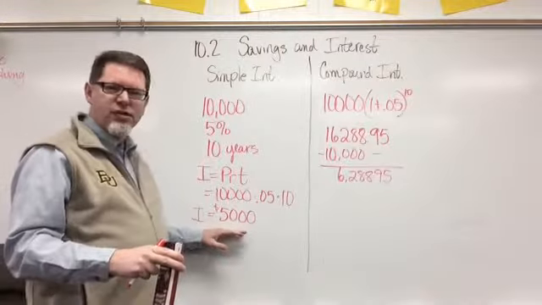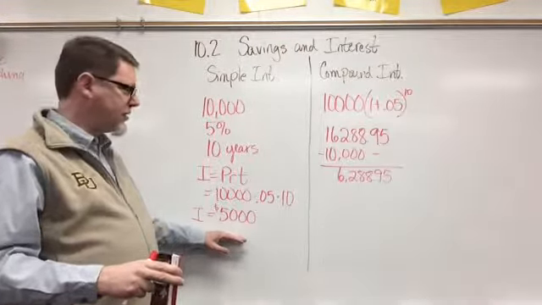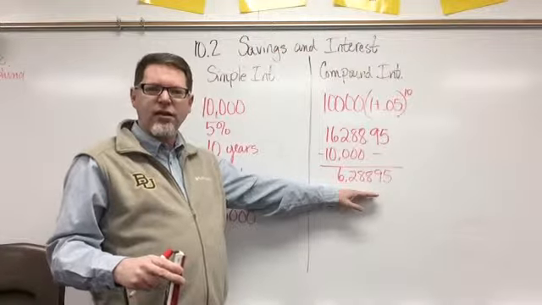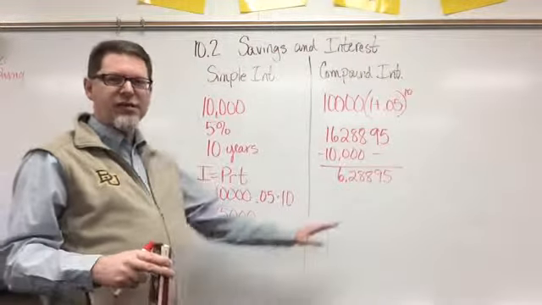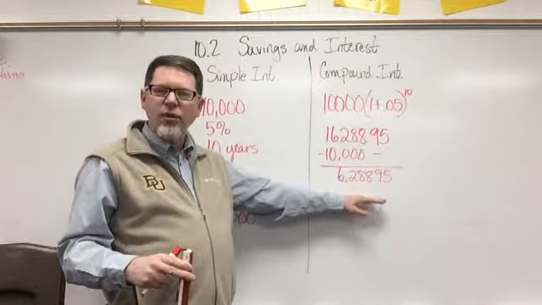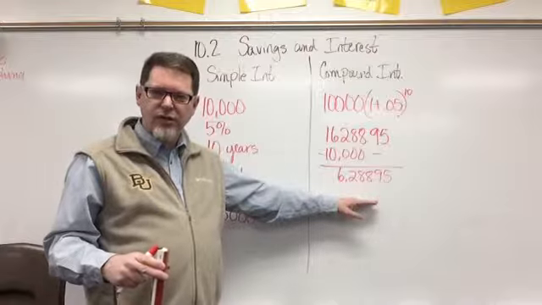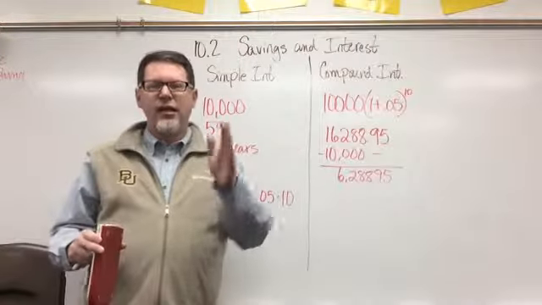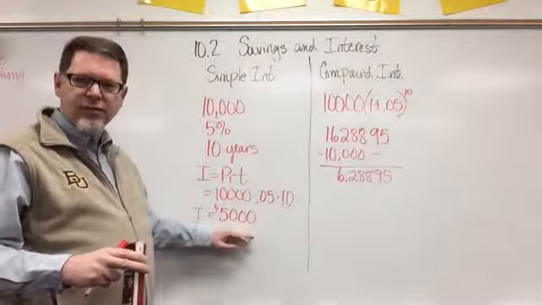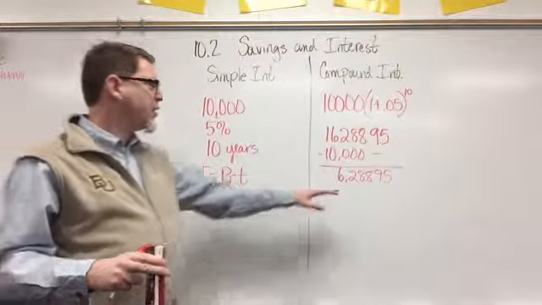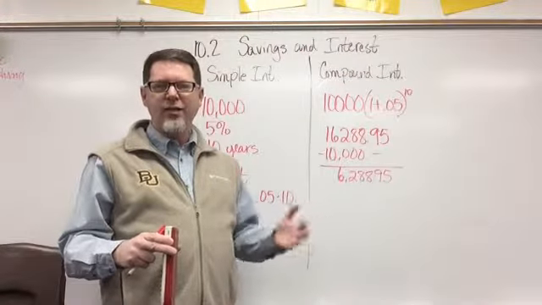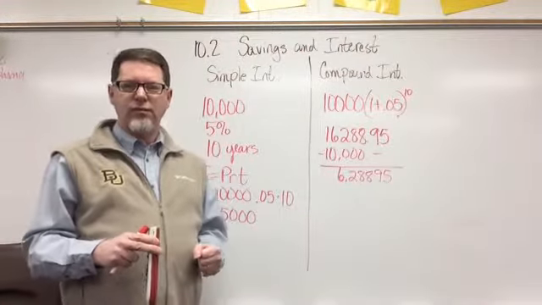And now look at the difference. With simple interest, I only earned $5,000 interest. With compound interest, I earned $6,288.95. That, my friends, is a huge difference. Compounding interest always gives you more interest because again, it adds interest more often than simple interest. Simple interest adds it once, compounding interest adds it more often depending on how many years you have your savings invested.